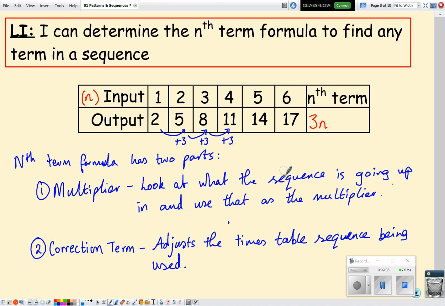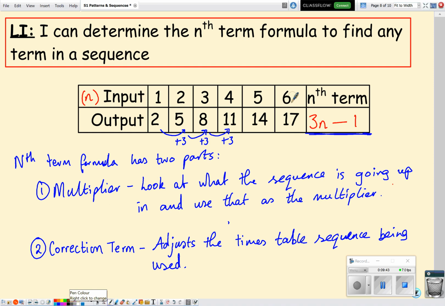So if you think about the first term in the sequence is 2, and the first term in the 3 times table is 3, so we need to get from 3 back to 2. So my correction term has to be to subtract 1, so that I get 2 when I use the first input of 1. And that is our nth term formula. Right, that's it, done. 3n take away 1. And what I'm going to do is prove to you now that that works.